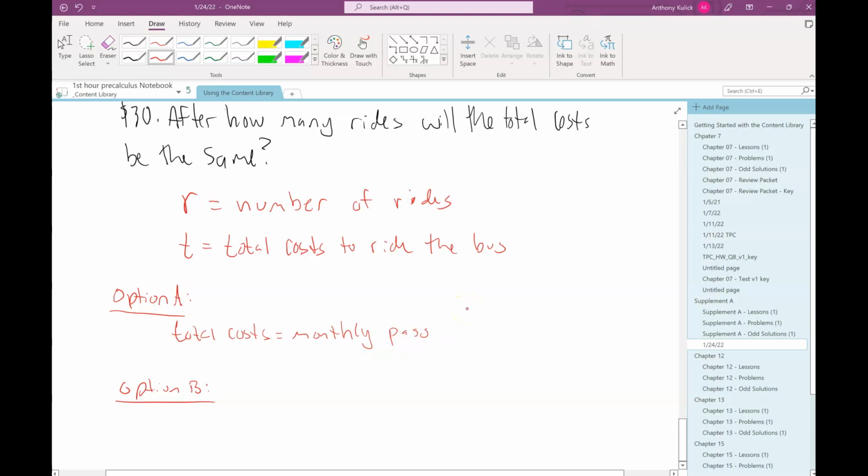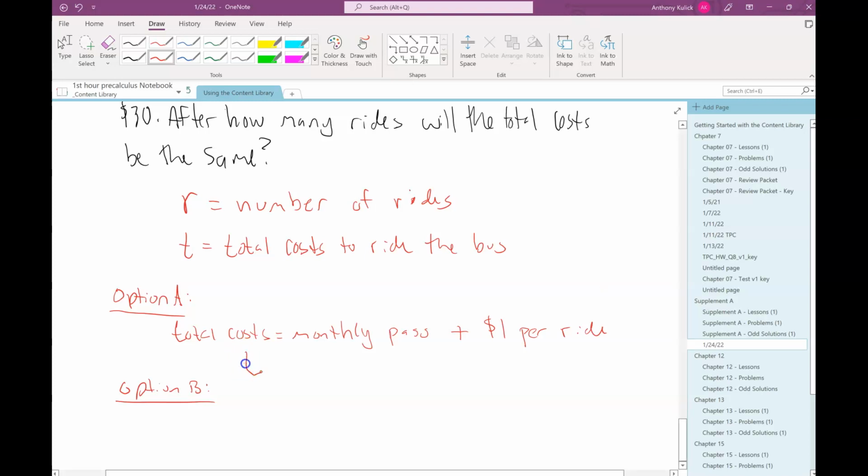And the word "and" is going to mean what operation? Addition. So I'll just write a plus sign. And then $1 per ride. Everybody's okay with just writing this in words?